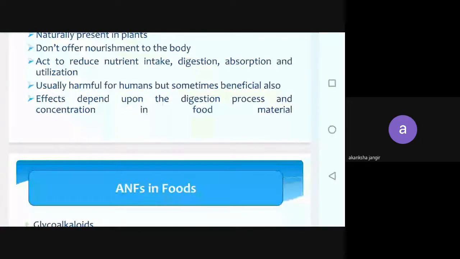They are harmful for human beings and sometimes beneficial, in what sense? Since they are not beneficial for the physiological system, some microorganisms, insects, or pests that harbor inside food products, especially raw products, will not attack that particular food product. That is the only advantage; otherwise it has all the disadvantages. Their effect depends upon the digestion process and their concentration in the food material.